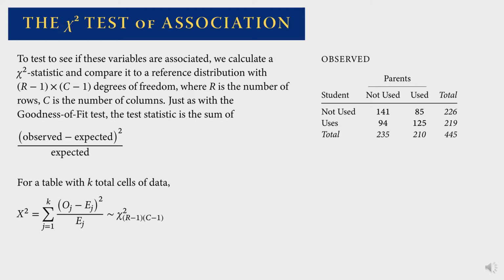This statistic follows a chi-square distribution where the degrees of freedom are the number of rows minus 1 times the number of columns minus 1. And I'm referring to just the data, not the total rows and total columns. So this would be a 2 by 2 table. The degrees of freedom are 2 minus 1 times 2 minus 1, which is 1.